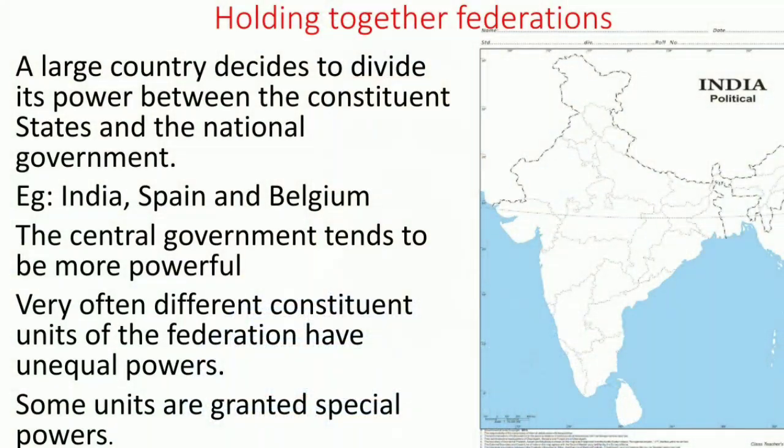But on the other side, in holding together federation, we can see a country itself is divided into small states for administrative convenience. But the central government is more powerful. They are holding the states. And at the same time, these states are not equally powerful. Some states are more powerful, some states are less powerful.